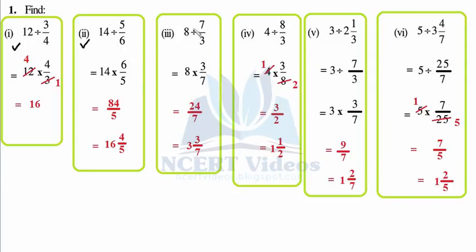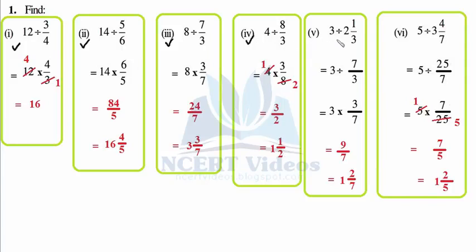Third, 8 divided by 7 by 3. 8 into, flip it, 3 over 7. Then 8 3s are 24, 7 1s are 7. Now improper, 3 7s are 21 plus 3, and 3 by 7. Now fourth, 4 into, flip it, 3 by 8, cutting proportionately, 1 4 is 4, 2 4s are 8. Then 3 over 2, improper, it is 1.5.